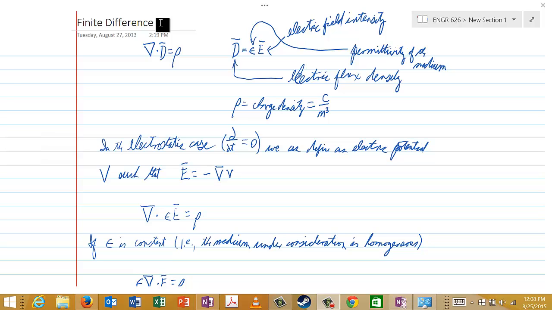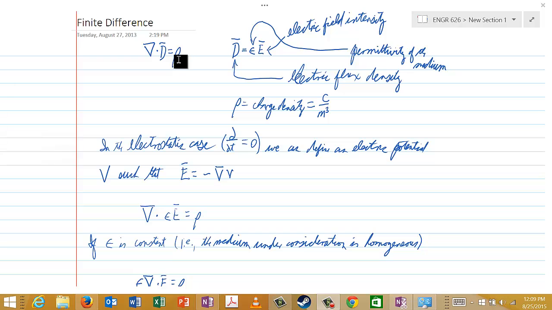We might talk about that later in the course, but for right now, we just are going to have the finite difference method for static cases where there's no time variation. We start with one of Maxwell's equations. The divergence of D is equal to rho. Here del dot is the divergence operator, and D is the electric flux density, and rho is the free charge density or electric charge density.